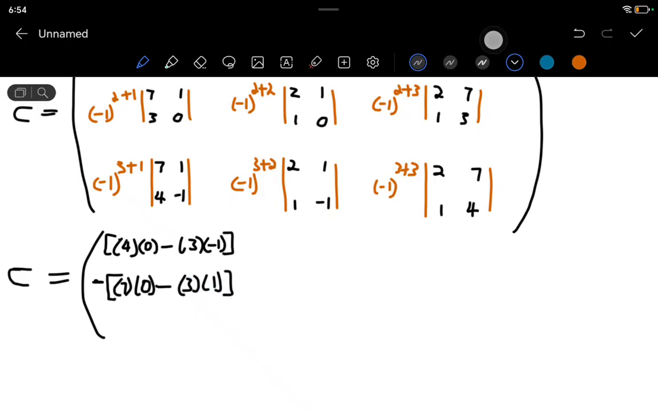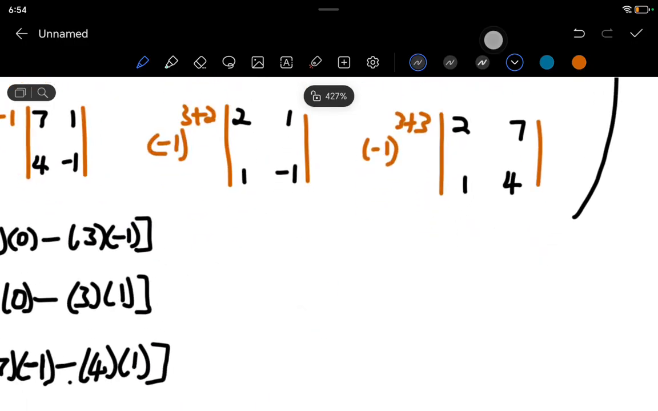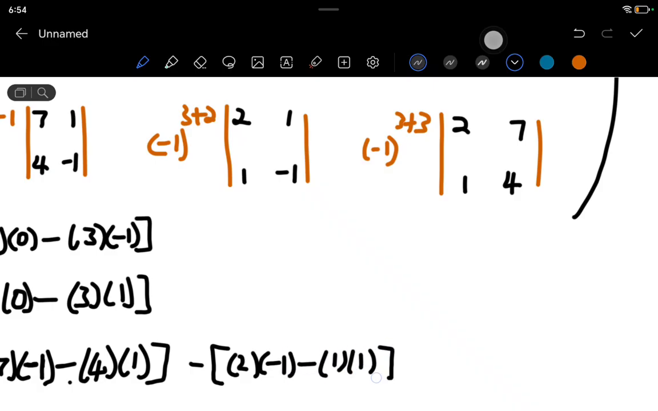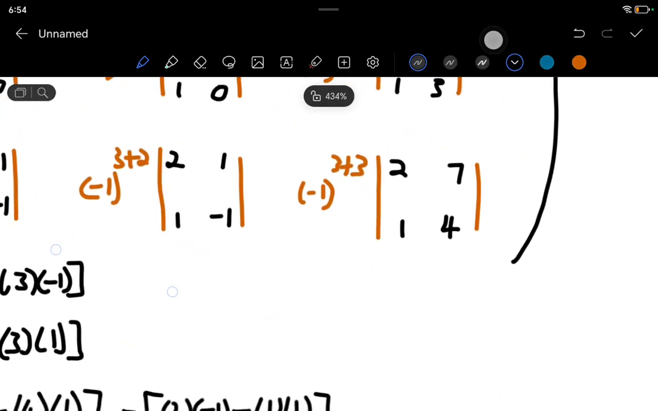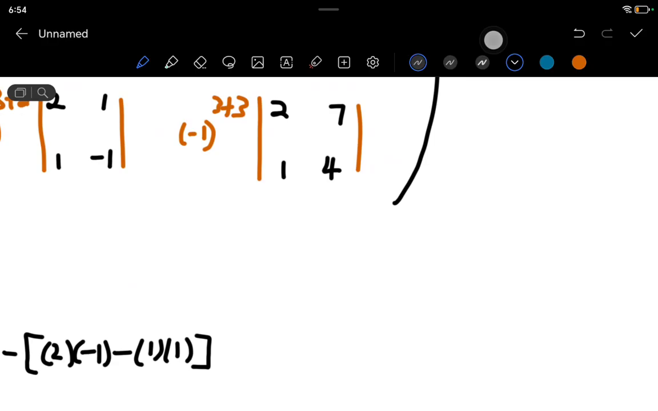Find the determinant of the last one. Minus 1 to the 4 is positive, so it's just going to remain positive: 7 times minus 1 minus 4 times 1. We come to this one here, it's 5 there, which means negative: 2 times minus 1 minus 1 times 1. So we'll find the determinant of each. And this one here, the exponent is 6, so it will be positive. We're just going to compute the determinants only.